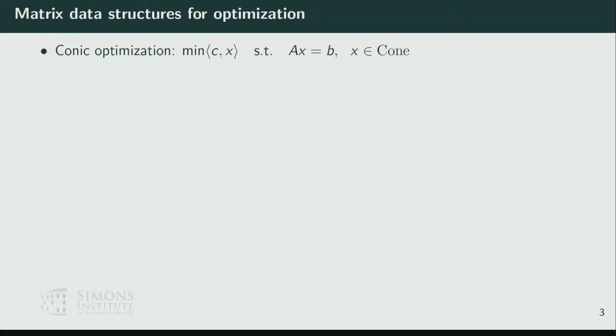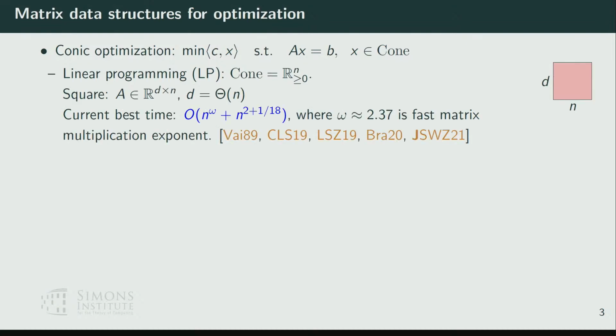One big part of the optimization problems that I will cover today is conic optimization, where the formulation is we want to optimize some linear objective under some linear constraints, with the extra hard constraint that the variable x should be inside some convex cone. The simplest and most well-known example of conic programming is linear programming, where the cone is just the non-negative orthant, and it's equivalent to saying that we want the variables to be non-negative.